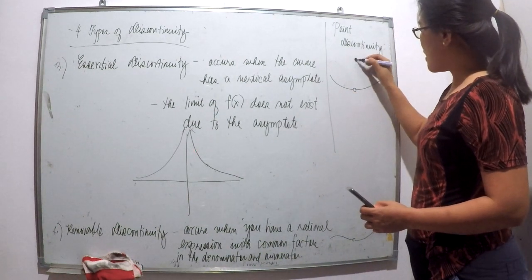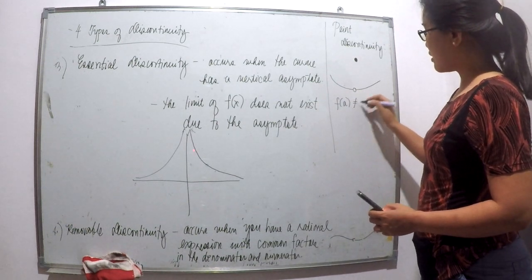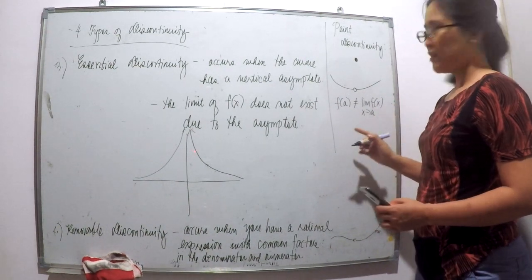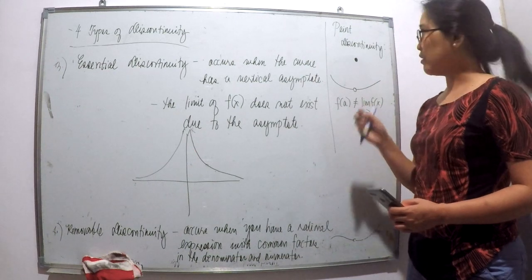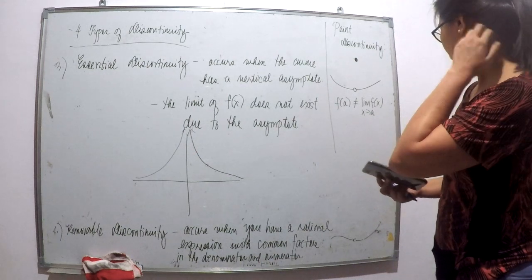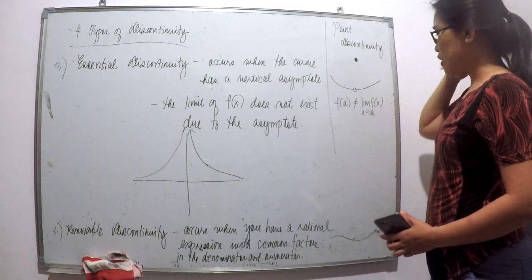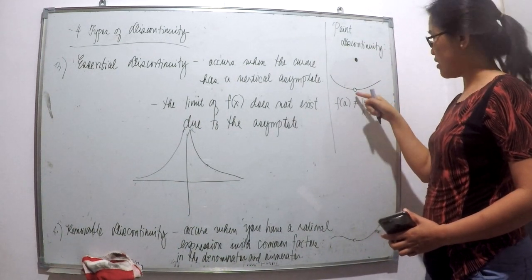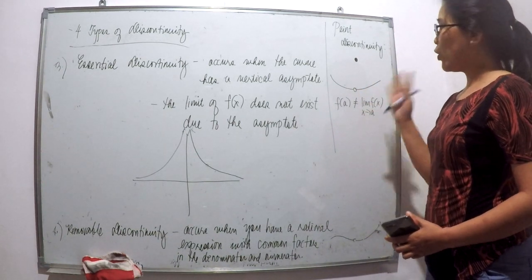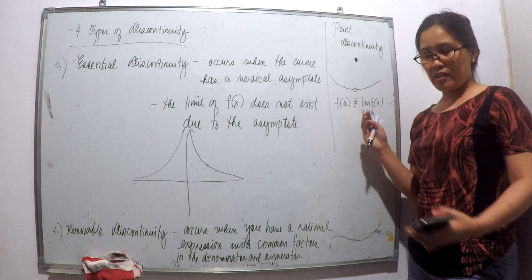Now, what's the clue? If f of a is not equal to the limit of f of x as x approaches a, then there is a possibility that there is a point discontinuity. Why? Because if this is our f of a and this is the limit, you have to take note that the limit exists, but f of a is not equal to it. So if the discontinuity happens like this, then there is a point discontinuity.